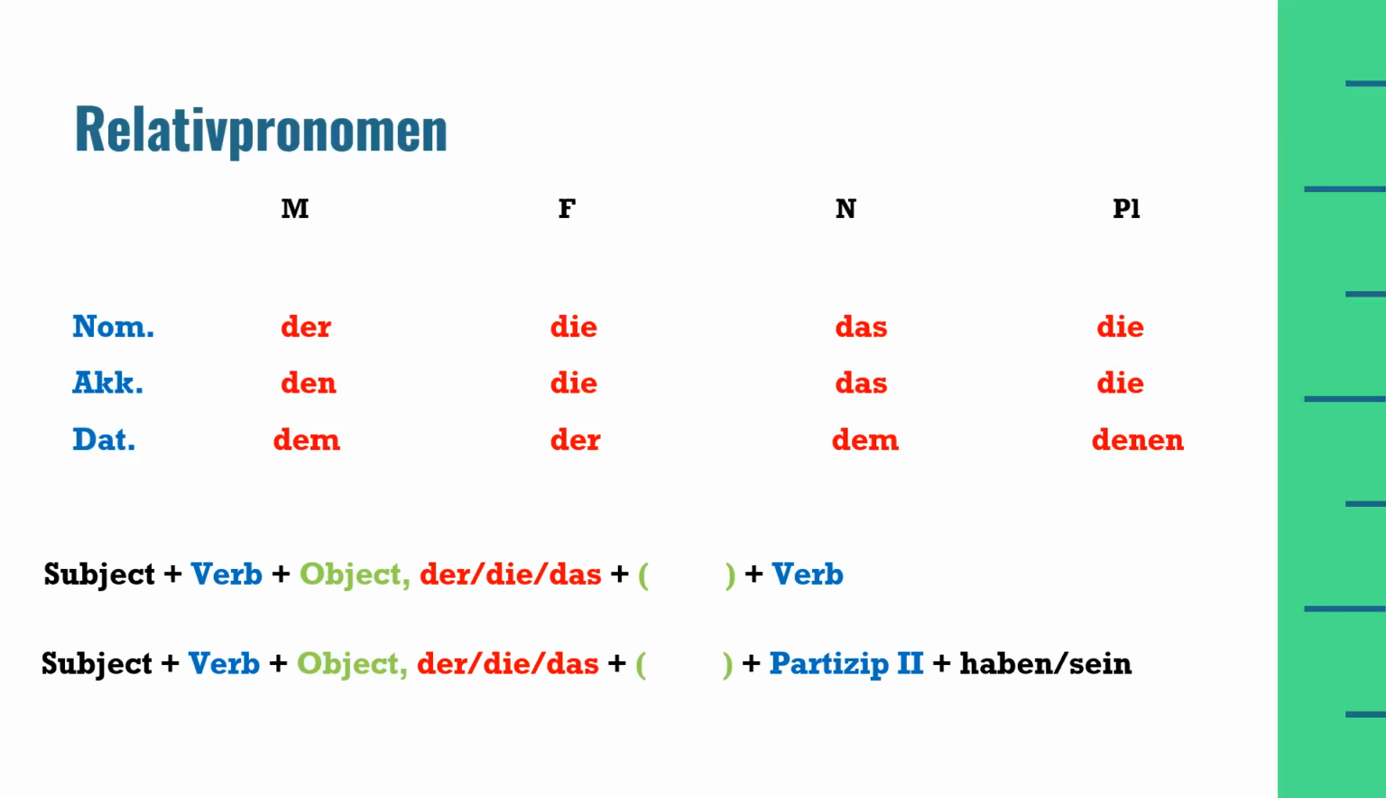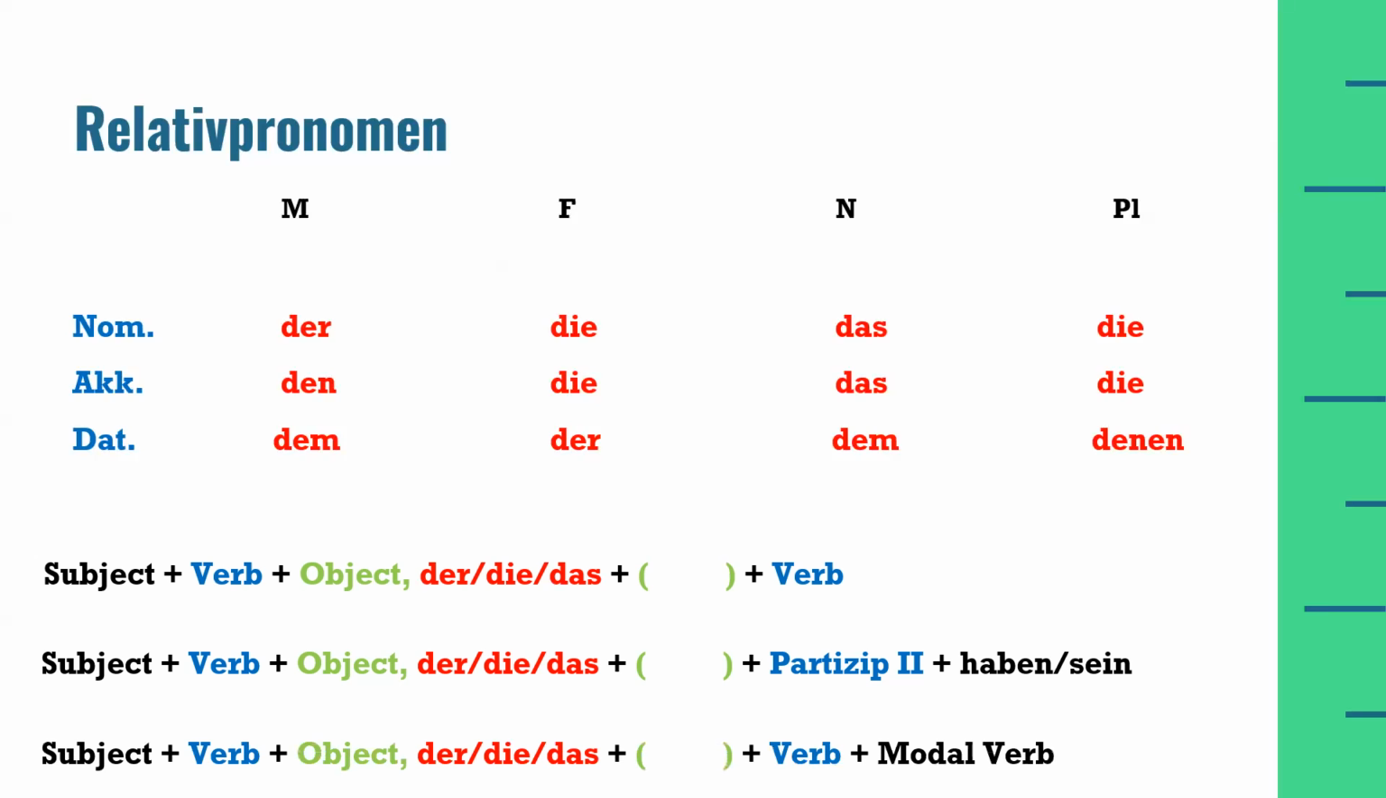In this case, Partizip zwei will come at the second last position, and at the last position, sein or haben will come, and it will be conjugated according to the subject of the Nebensatz.